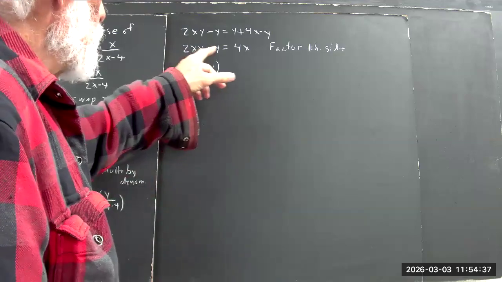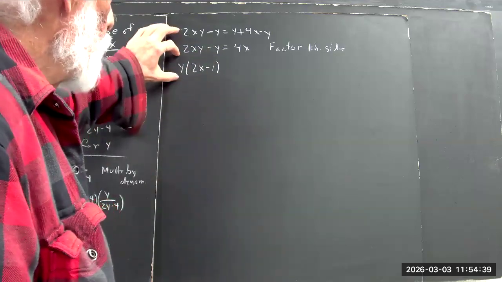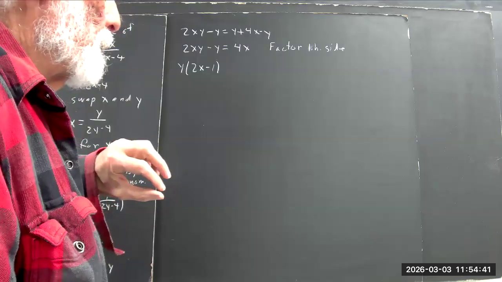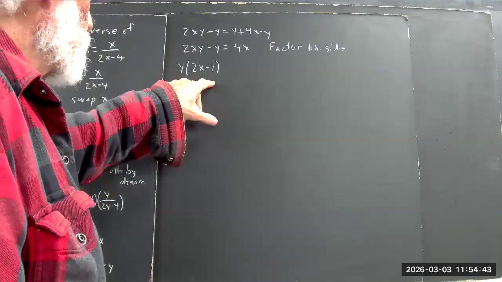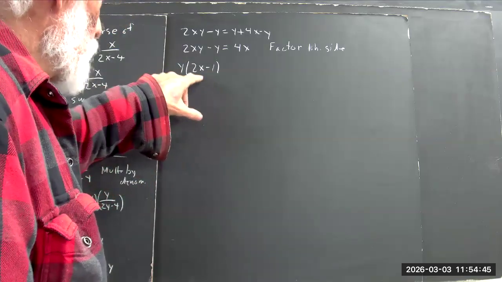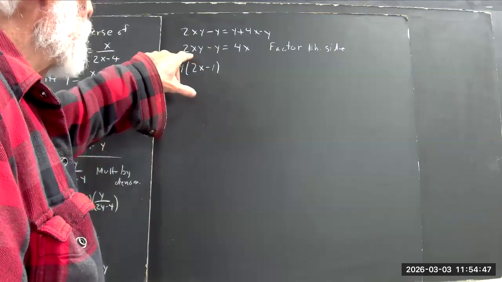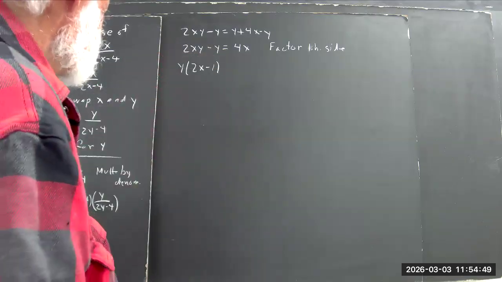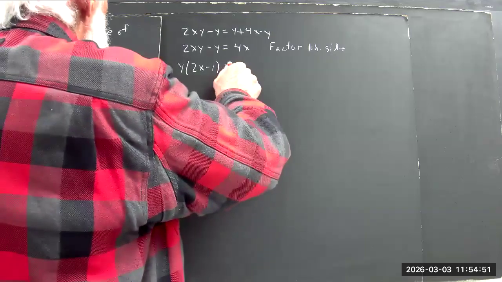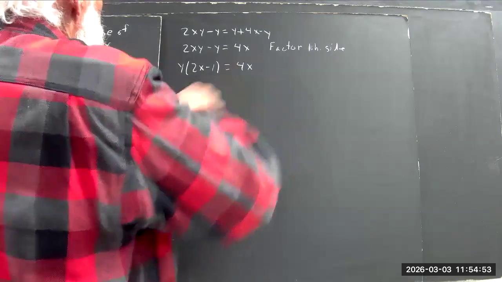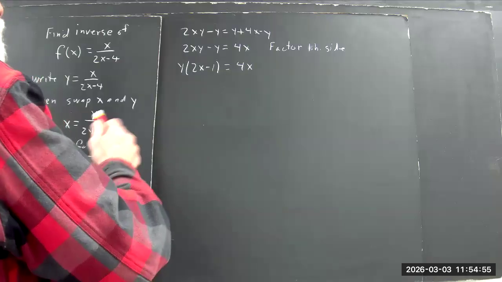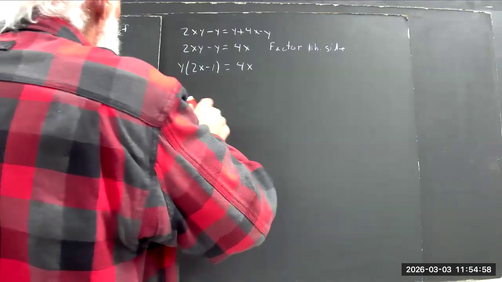We saw that there's a y here and a y here, so we know it's going to be y times something. And then we just figure out what that something has to be in order to give us 2xy minus y. And there we have it. And this equals 4x.